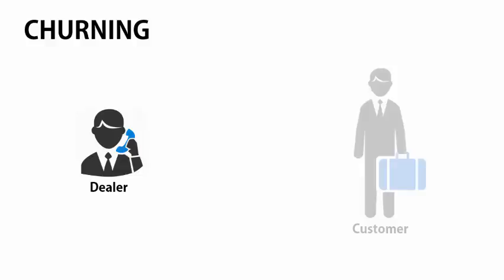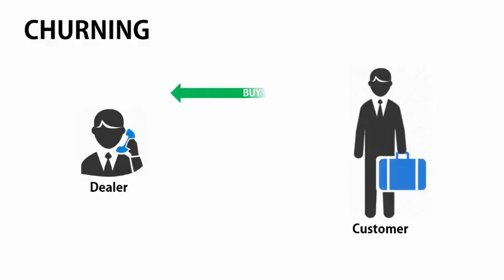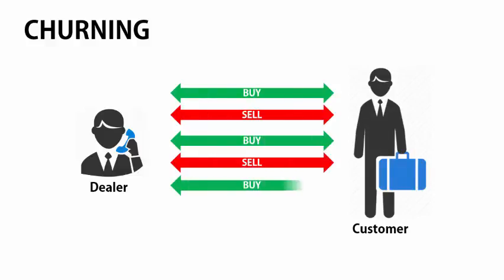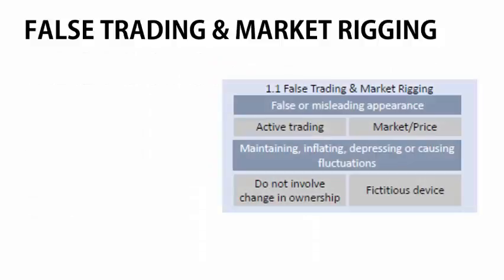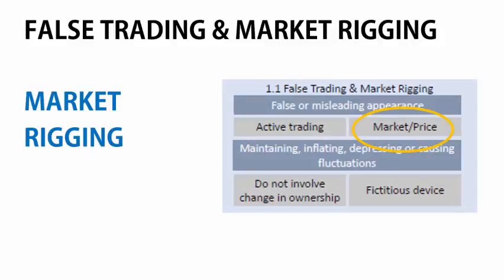Churning. Churning is the excessive trading of a stock. It actually creates a false or misleading appearance because it has the effect of inflating the volume of the stock, thereby giving the false impression of investor sentiment for the stock. And for making a false or misleading appearance in respect of the market and price, this is called market rigging.